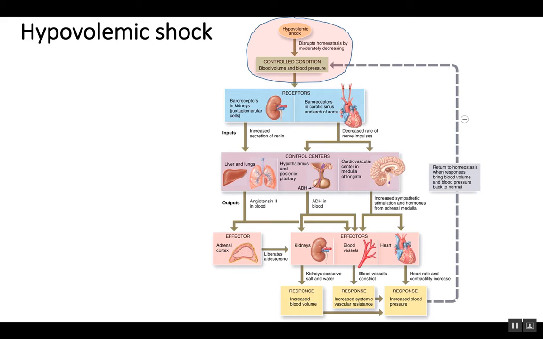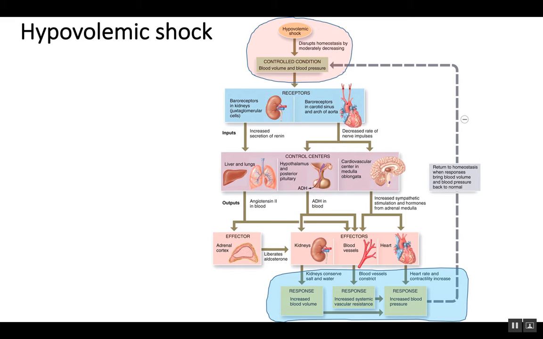Before we get to these specific paths, if you look down at the bottom of the figure, you'll notice the responses. The responses should always make sense when looking and comparing to the stimulus. If the stimulus was low volume and low pressure, notice what the responses are. Increasing blood volume, increasing vascular resistance to keep the pressure up, and that will eventually bring us back to homeostasis. So this is a negative feedback mechanism in response to hypovolemic shock.